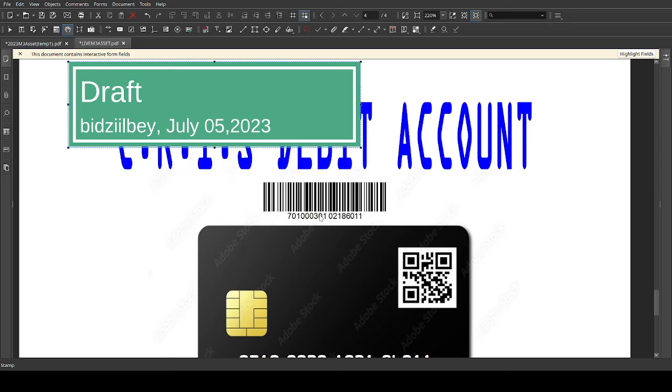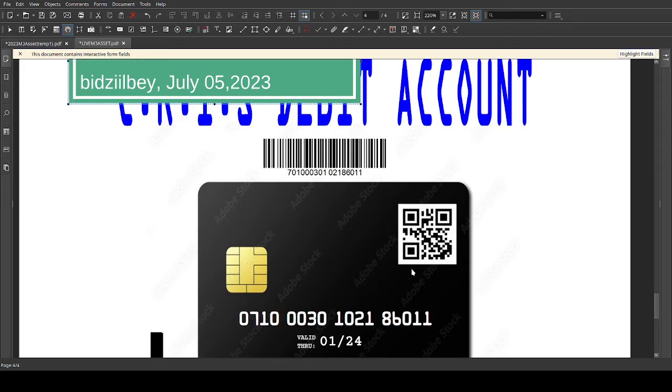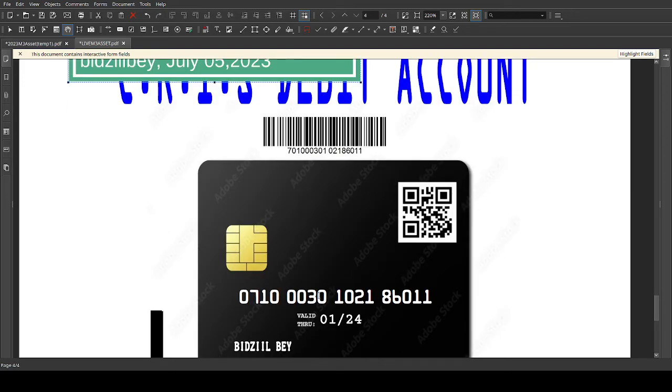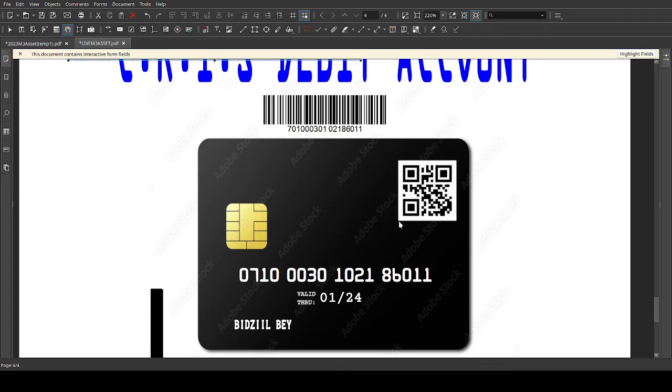This barcode is the equivalent of a routing number and an account number of a private conveyance. This barcode is the same as this QR code, which is the same as this number. It's just that inside the CRIS, this is what you look like. You look like this debit card in the CRIS.